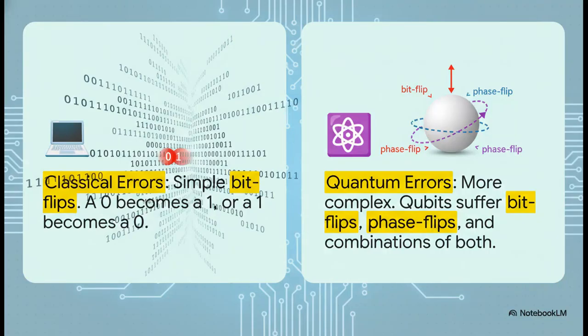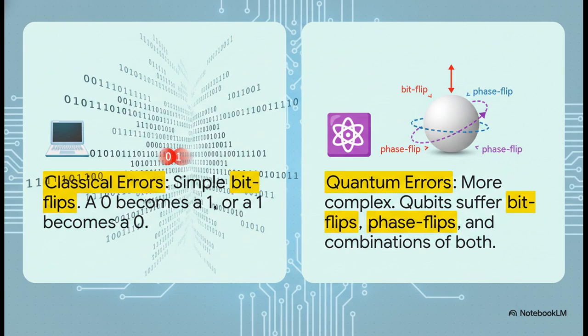And this is where things get really tricky. In your phone or your laptop, an error is usually pretty simple. It's a bit flip. A 0 accidentally becomes a 1. Easy enough. But a qubit, it's a whole different beast. Sure, it can have a bit flip, but it can also suffer something called a phase flip.